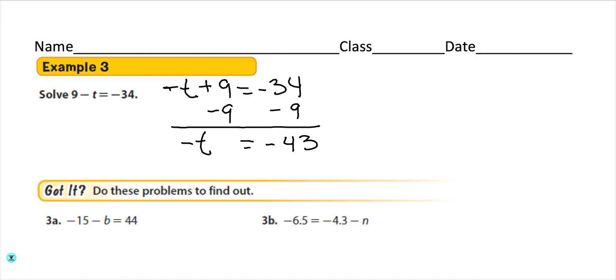All right, now, here's where people get kind of confused. We still have a negative in front of the variable, all right? Your variable always has to be positive. There can't be anything in front of it. So think about, what does negative t really mean? Negative t actually means negative 1t, right? So what we need to do here is divide by negative 1. When I do that, that's going to make it positive, and it just changes the signs.